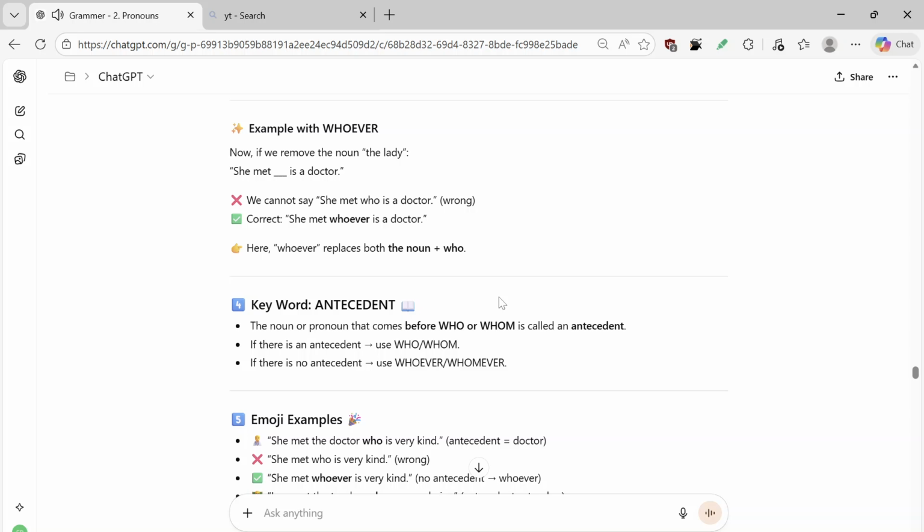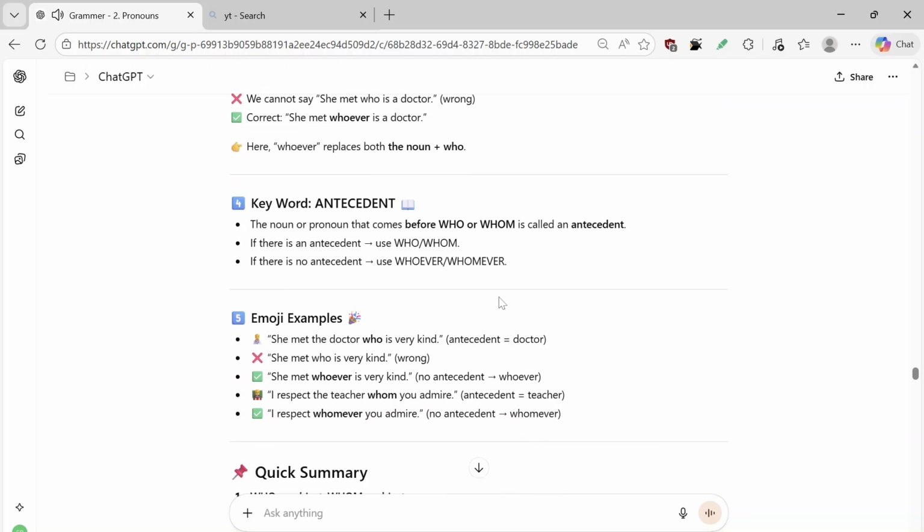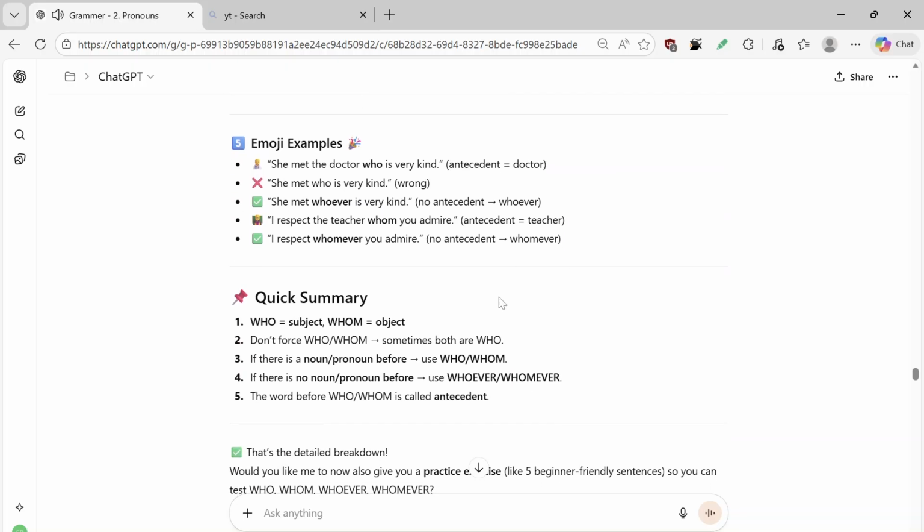If there is an antecedent, use who or whom. If there is no antecedent, use whoever or whomever. Examples: She met the doctor who is very kind. Antecedent equals doctor. She met who is very kind is wrong. She met whoever is very kind. No antecedent, whoever. I respect the teacher whom you admire. Antecedent equals teacher. I respect whomever you admire. No antecedent, whomever.